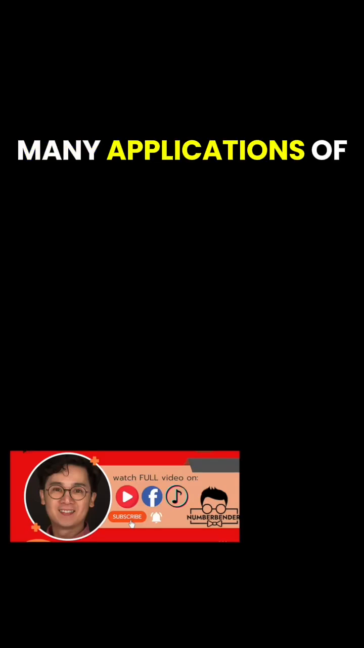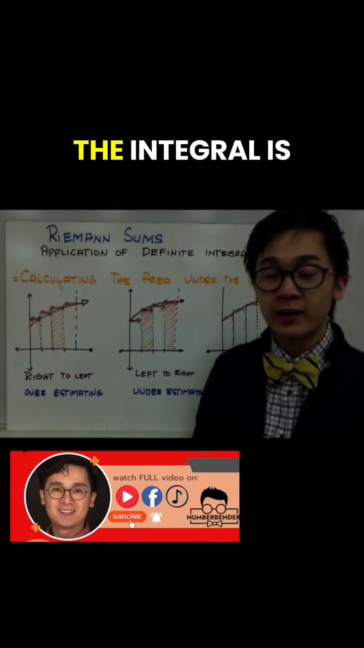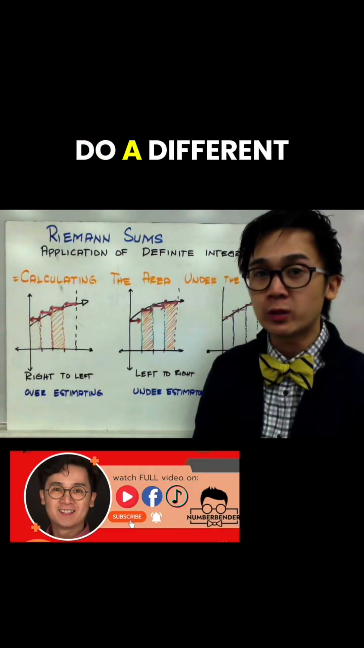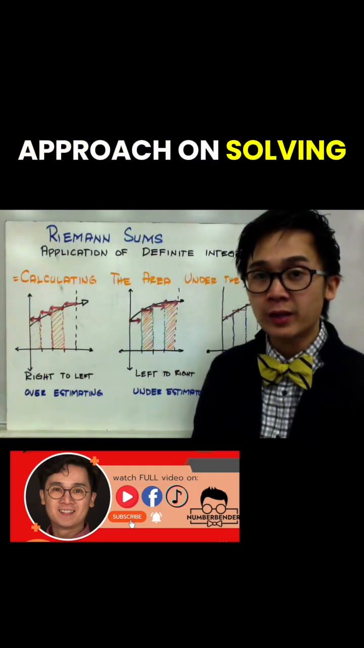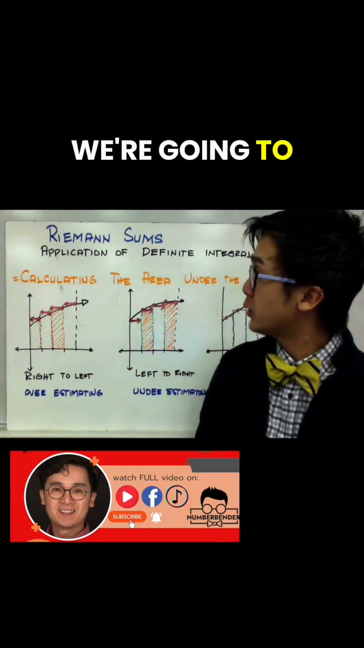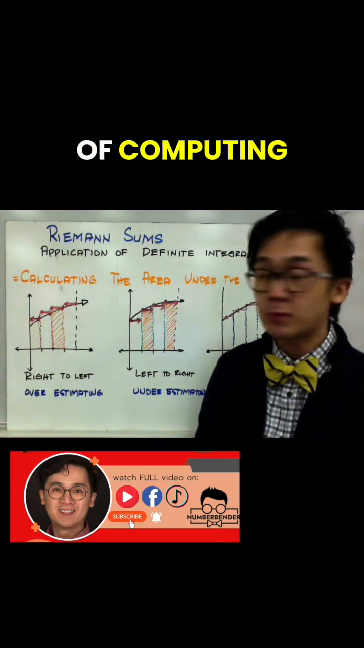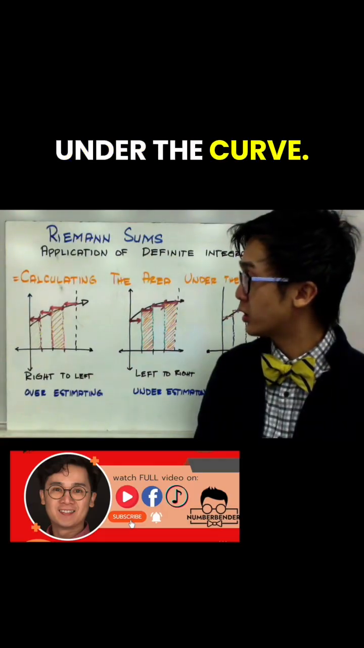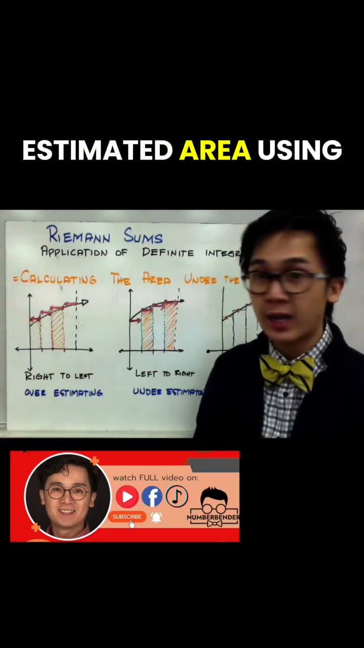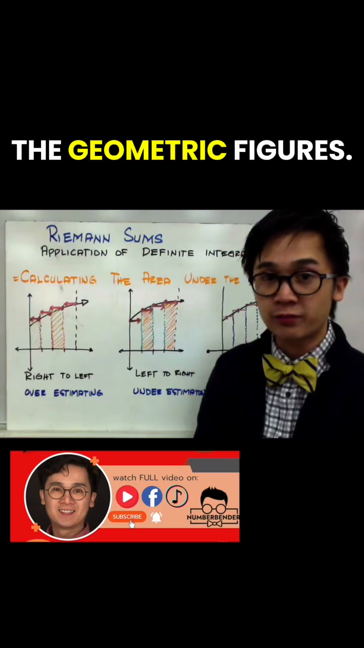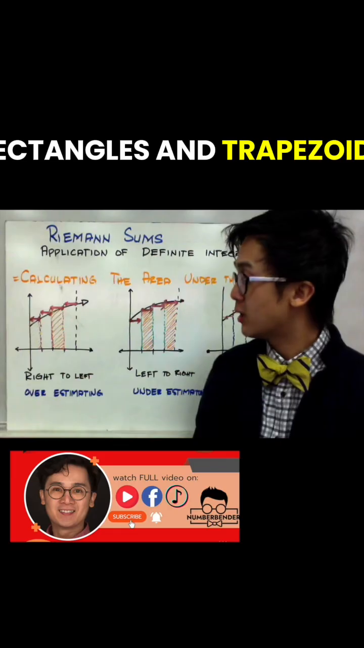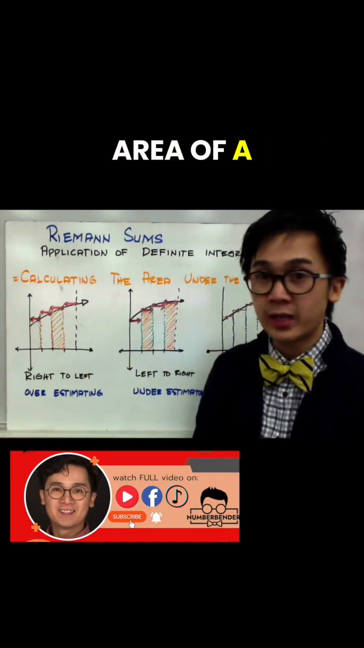One of the many applications of the integral is finding the area under the curve. This time we're going to take a different approach to finding the area under the curve of a given function. We're going to use Riemann sums as a method of computing the area under the curve, which basically measures the estimated area using geometric figures. For today we're going to see rectangles and trapezoids to approximate the area of a given curve.